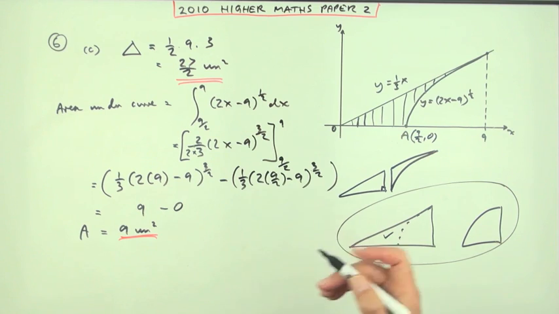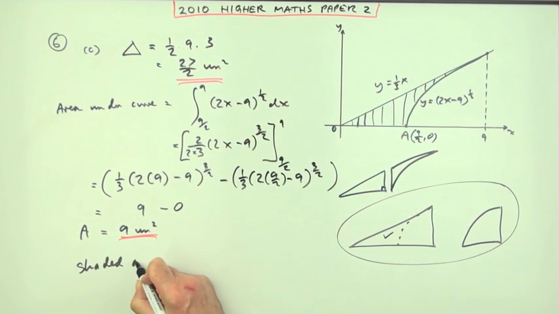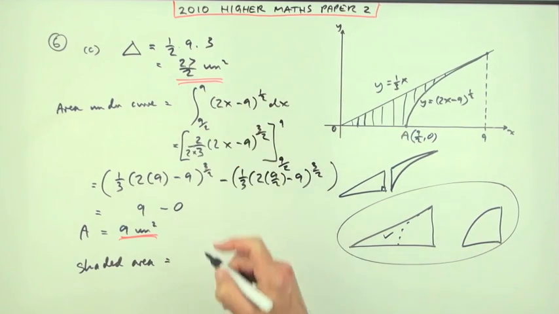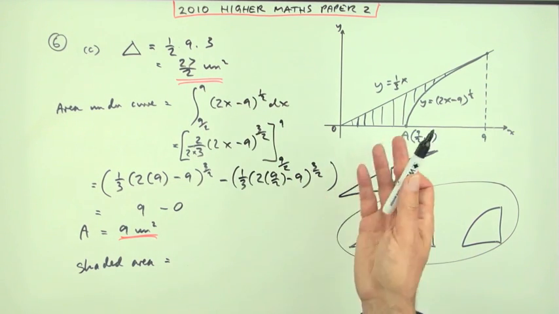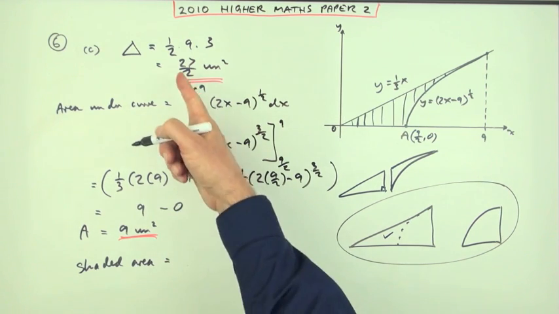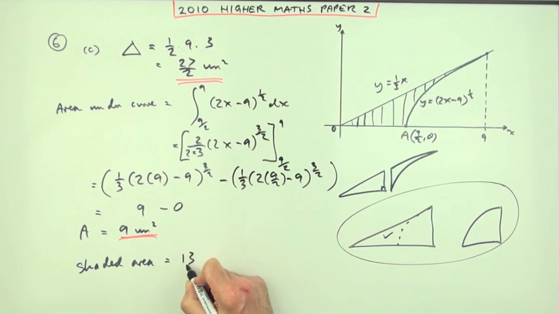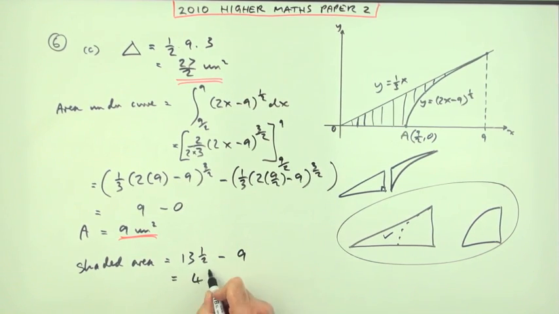And then finally, the area that they're actually looking for, so I'll actually specify, the shaded area will be the triangle, which is, you could either leave it like that and make them both halves, or put that to a mixed number, whatever takes it. You could even put it as a decimal, whichever takes your fancy. I think I'll put that back to a mixed number. That's 13.5. That's 13.5 minus the 9, which is 4.5 square units.